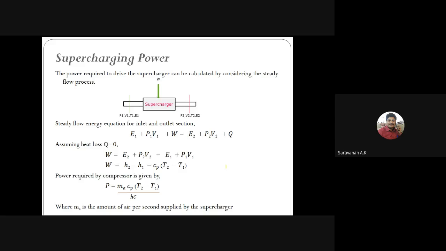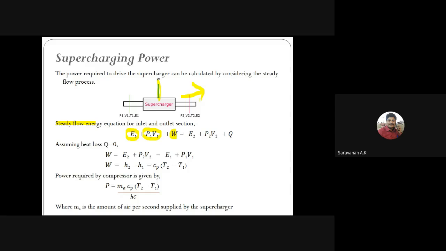We can use the general steady flow energy equation. Here the internal energy is there, then the enthalpy, and here the work. So we have to give some work to the compressor, that is the supercharger, then we can get the high pressure.